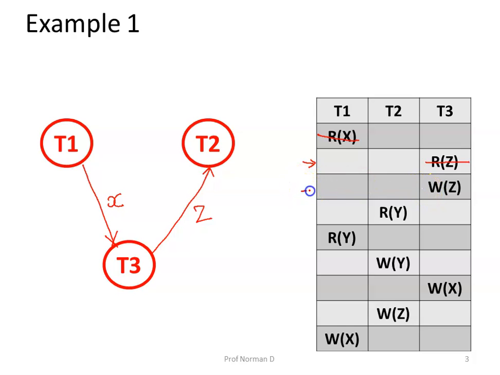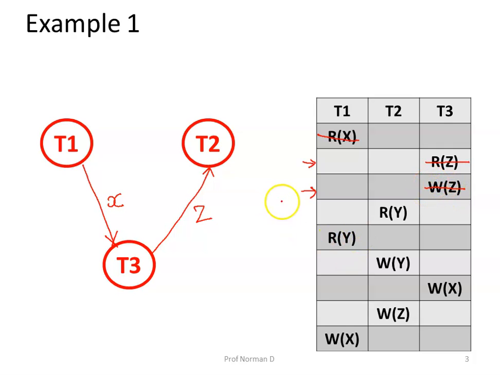Moving to the third row, we have write data item Z. Again, this instruction will be compared with all the instructions from T2 and T1. So write instruction Z and write instruction Z from T2, there is a conflict. So we'll draw an edge from T3 to T2 on data item Z. T3 to T2 on Z is already present. So we are done with this instruction also.